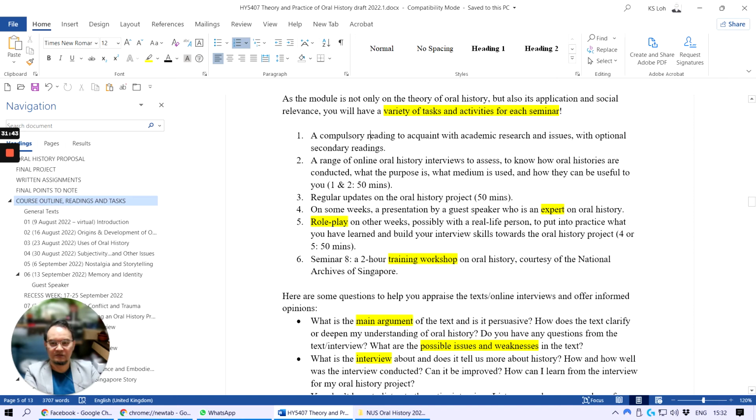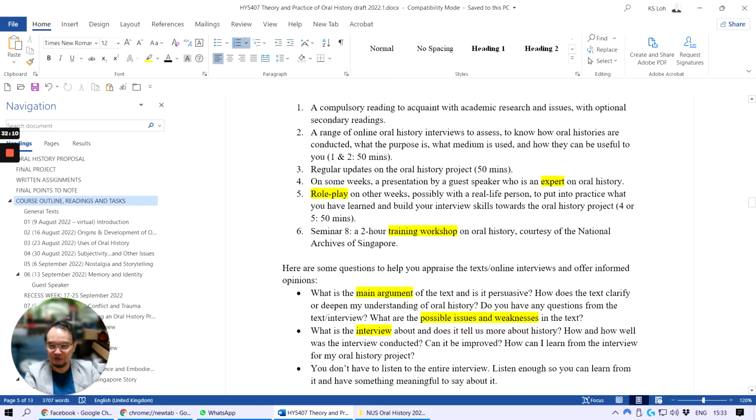So there's a compulsory reading every week. One compulsory reading, so don't complain already, it's only one. And there'll be optional secondary readings if you want to follow up. Alright, so I suggest if you follow up, if for that particular topic, right, it's something related to your proposal and final project, you follow up. Otherwise, optional.